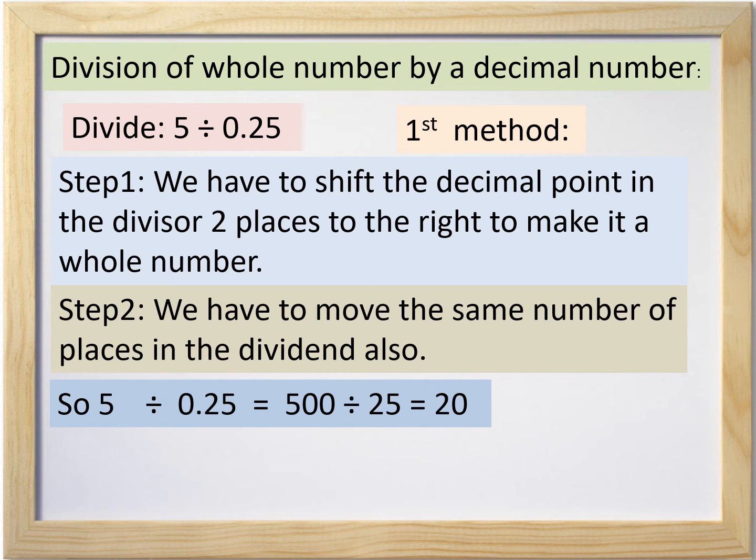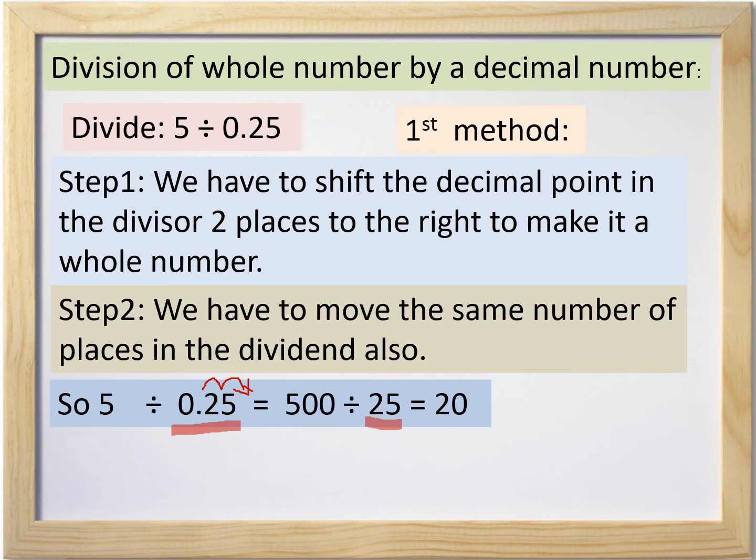Now let us see how to do it. Children, here 0.25 is the divisor. How many decimal places are there in this divisor? There are 2 decimal places. So we will shift this decimal point 2 places to the right. Understood, children? So we have moved it and now it has become a whole number. This 0.25 has become the whole number 25.